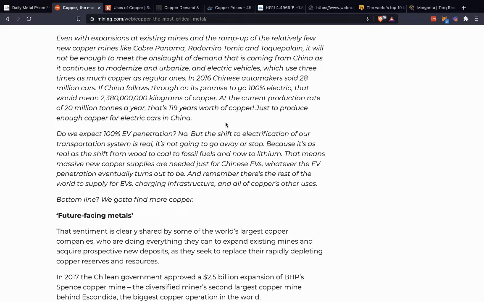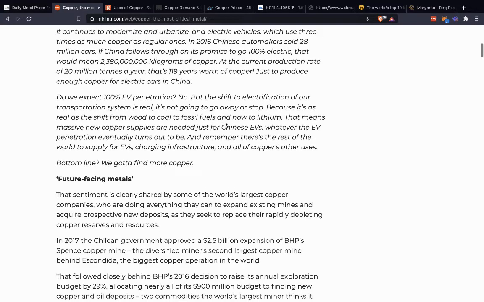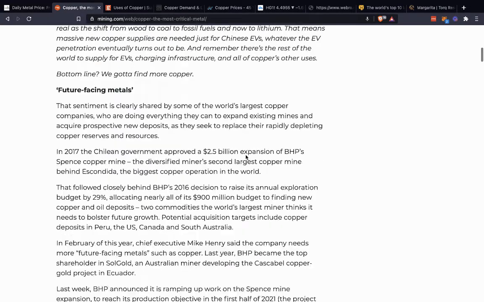Okay, that's 2,380,000,000 kilograms. Wow, of copper. That's insane. So at the current production rate of 20 million tons a year, that's 119 years worth of copper. Wow. So just to produce enough copper for the electric cars in China. So this is crazy, guys.